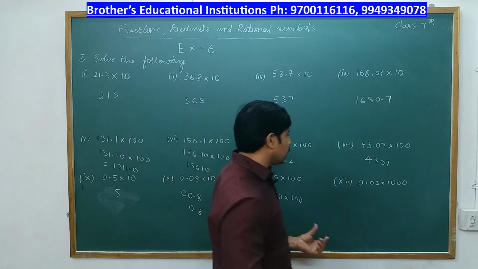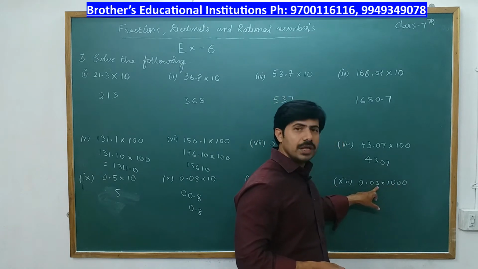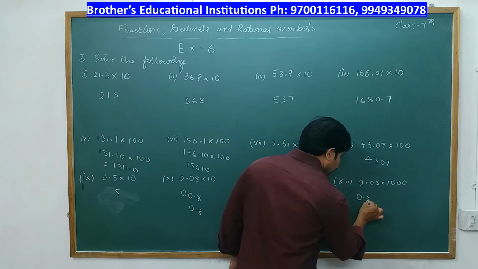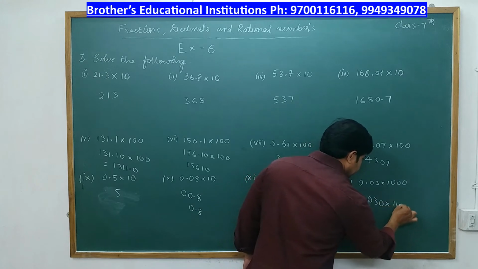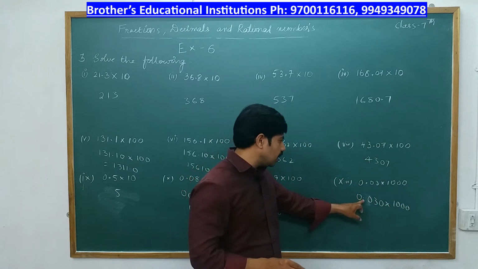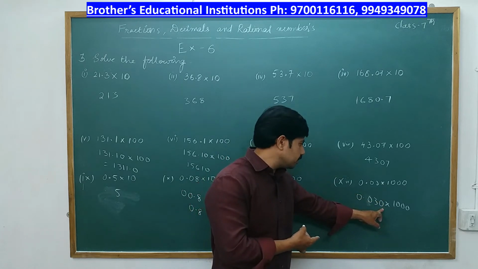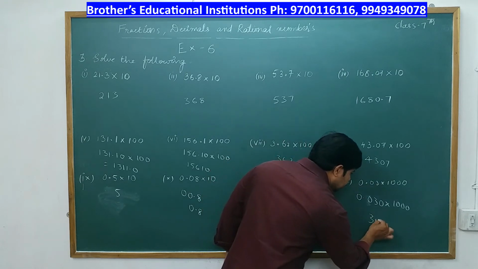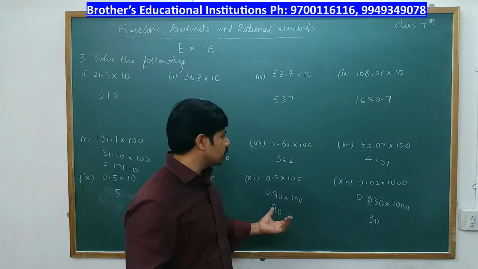Now this is 0.03 into 1000. For 1000 we have three zeros, but after decimal we have only two digits. I'll add one more 0. And I'll write 1000. Now I'll shift this decimal after three digits. So if I shift this decimal after three digits, we are left with 030. 030 is nothing but 30. Okay. So this is completed.